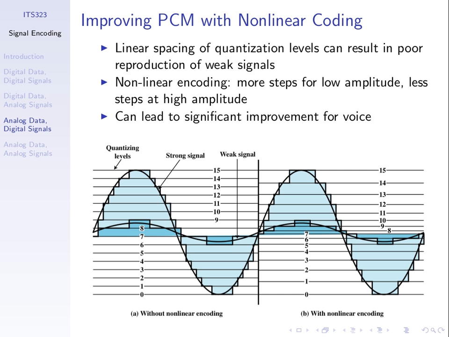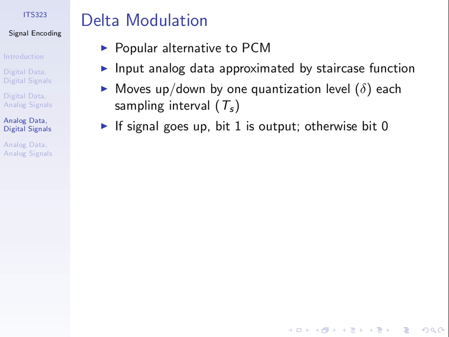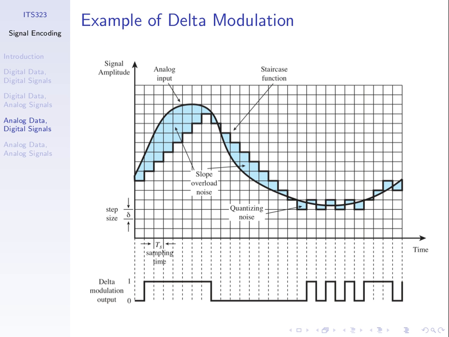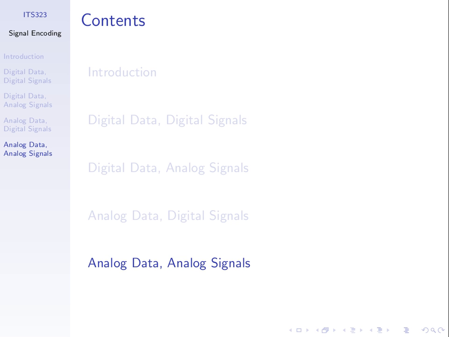The last few slides here are just some more details of how PCM can be improved or some alternatives. We're not going to go through them. Delta modulation is another approach, an alternative to PCM. We can convert digital data to signals. We can now convert analog data to digital data and transmit as some signal using PCM, for example. Last one, analog data to analog signals.